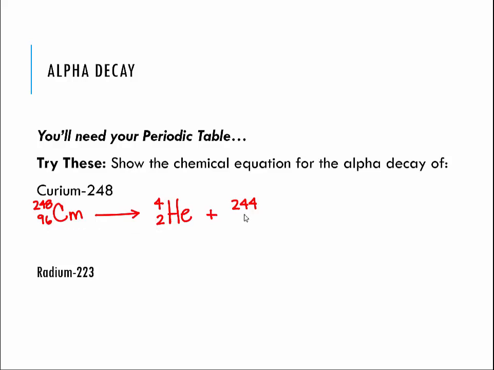And then we took 2 protons, so this needs to be 94. Now remember, changing the number of protons changes the element. So now we have whatever element 94 is, which is plutonium. Pu is the abbreviation. So I want you guys to try this one right here on your own.